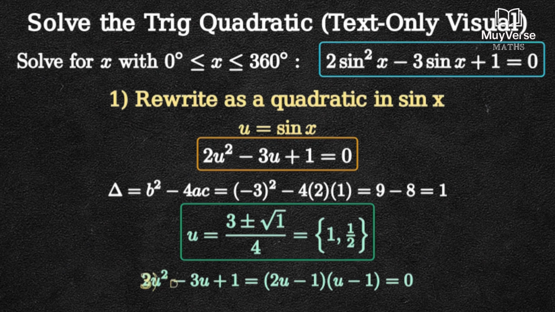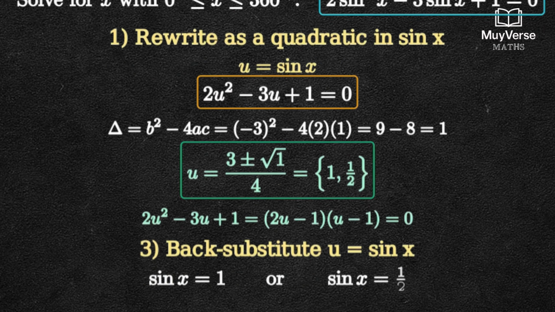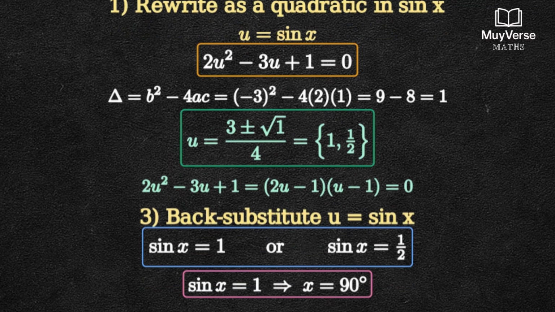Step 3. Back substitute u equals sine x. We get sine x equals 1 or sine x equals 1/2. Step 4. Solve each equation on the interval from 0 to 360 degrees. For sine x equals 1, the angle on the unit circle with a topmost y value is 90 degrees only.